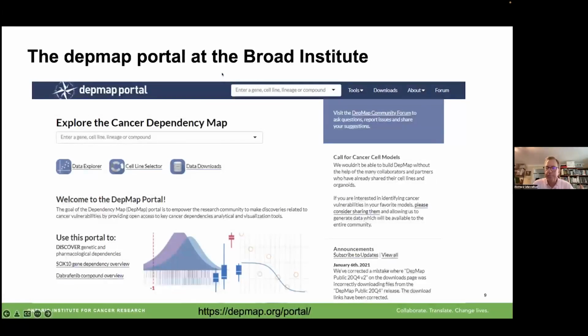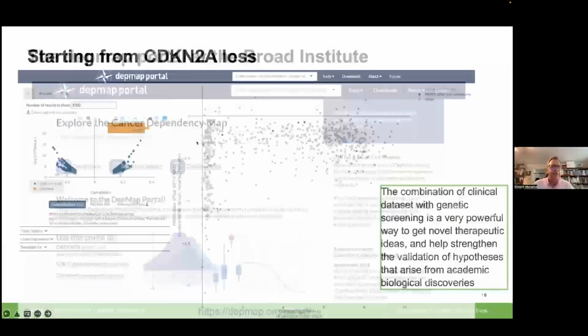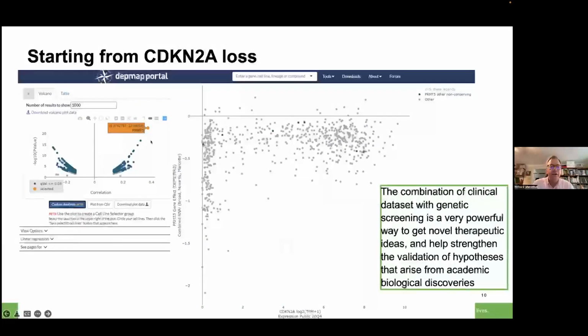What I can do with the DEP map is split all the cell lines essentially into those that harbor the CDKN2A loss, and these are the ones on the right, and those that do not harbor a CDKN2A loss. So we've taken the 700 or so cell lines, split them into two groups, and then ask which vulnerabilities we can find. And what showed up with a decent correlation score at 0.37 was PRMT5, which is protein arginine methyltransferase 5.